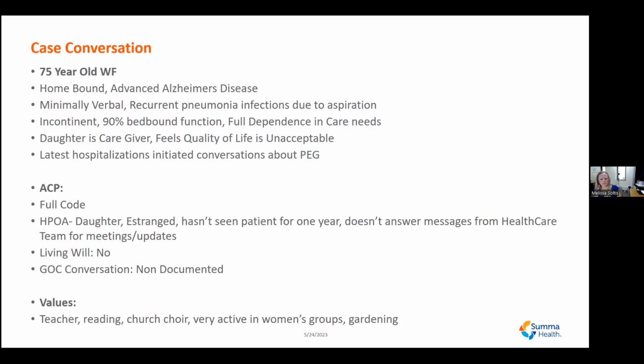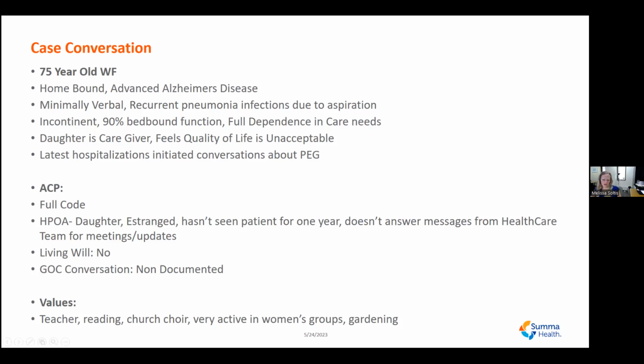So when we think about her advanced care planning, she is a full code. She does not have a DNR form. Her healthcare power of attorney is daughter number 2. She's estranged. She has not seen the patient in over a year. She returns no phone calls for the healthcare team for meetings or updates from the house team or the hospital team. She has no living will. There are no goals of care conversations documented.